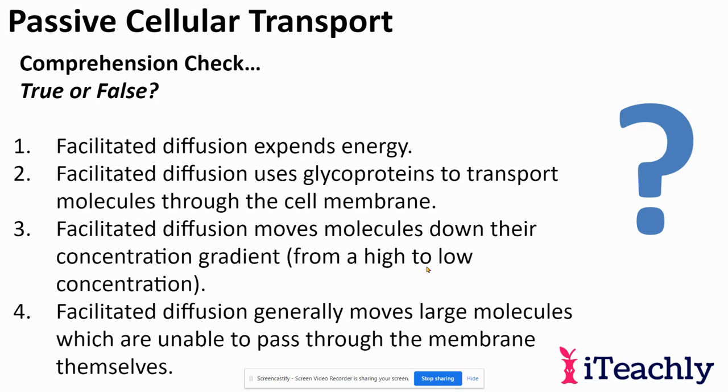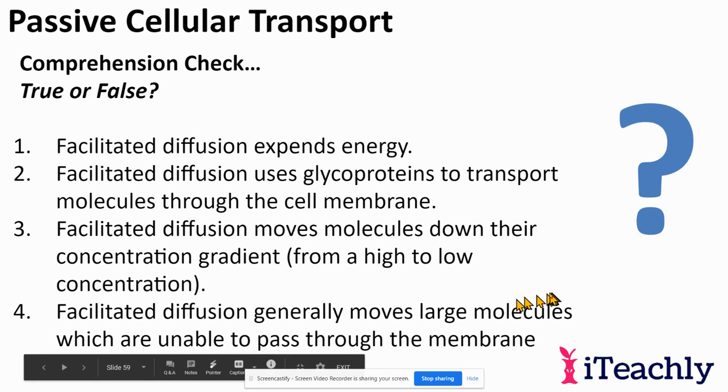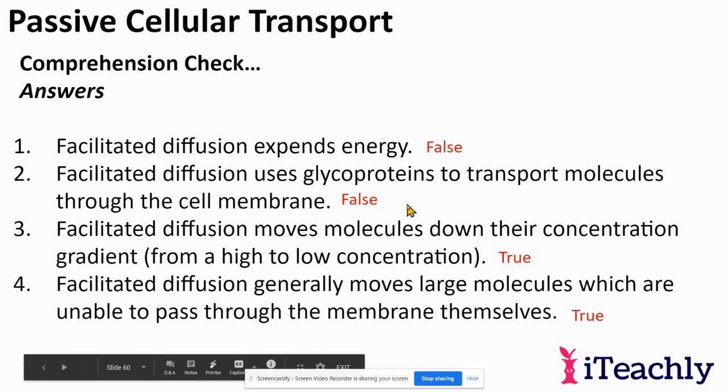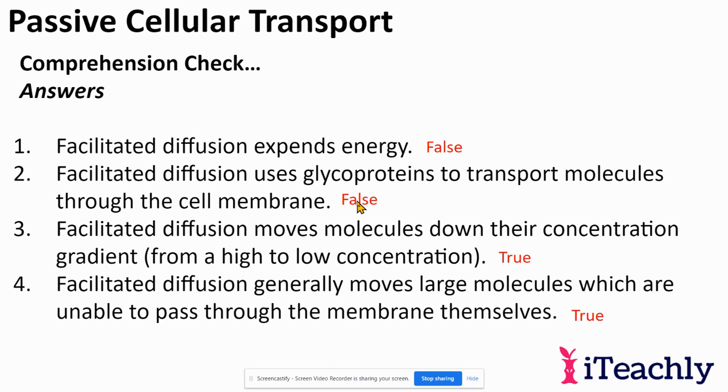We'll do this true or false. Facilitated diffusion expends energy. That is false. Facilitated diffusion uses glycoproteins to transport molecules through the cell membrane. That is true. It moves it down the concentration gradient. That's also true. And this is also true. So that should be true. This one was false. I don't know why that one's false.